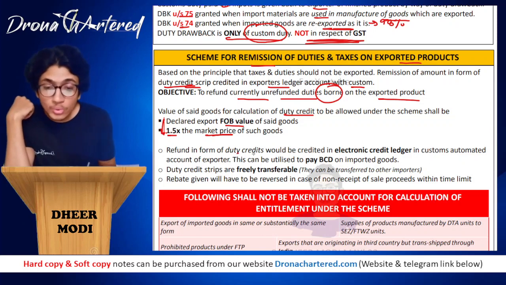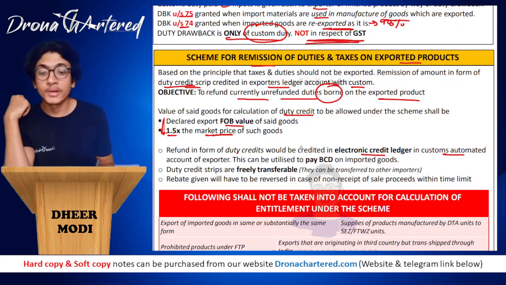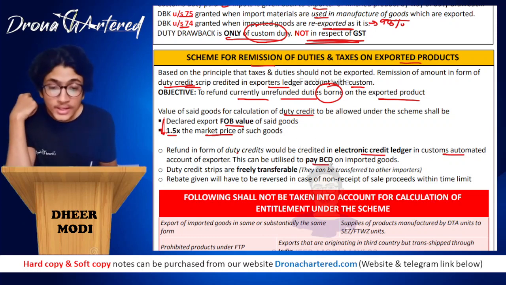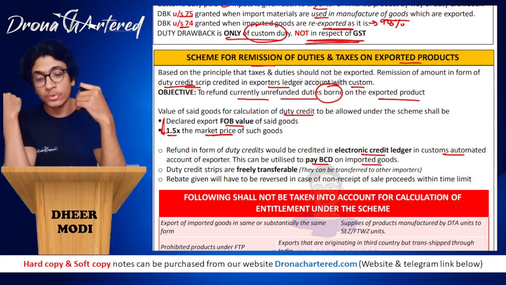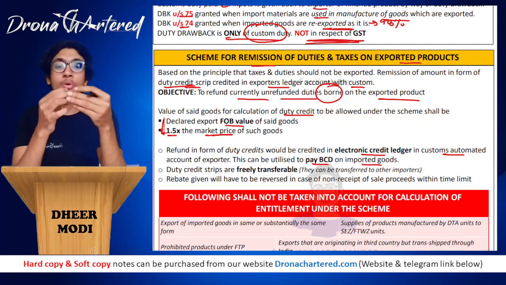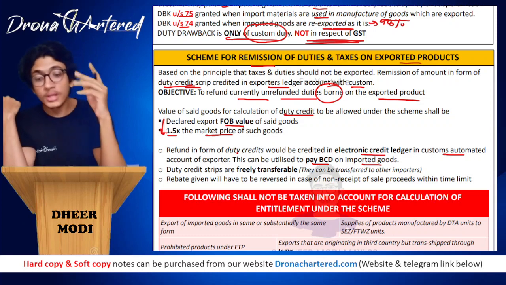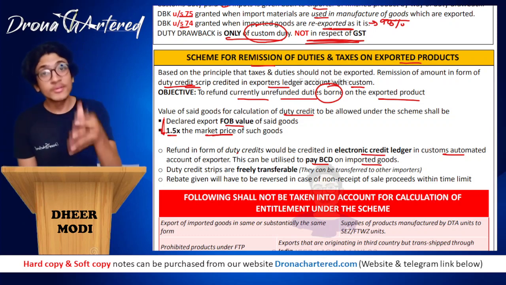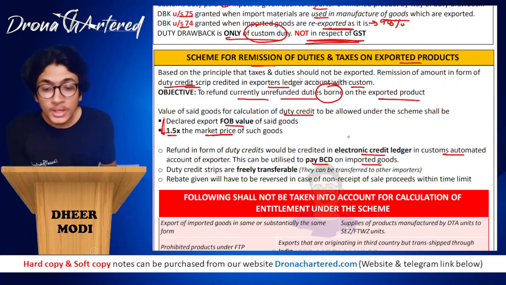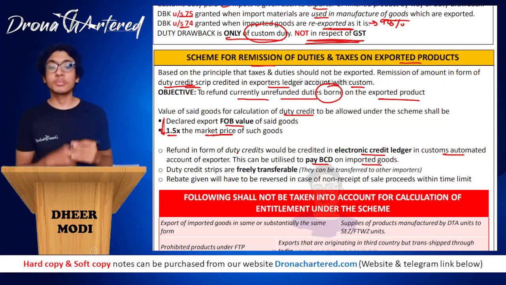Refund in the form of duty credits would be credited in the electronic credit ledger in your customs automated account. This can be utilized to pay your basic customs duty on imported goods. So this works as your credit only. Whenever you import goods, you will have to pay some basic customs duty. Instead of paying it by cash, instead of depositing cash in your account, you can pay via the duty credit scrips that you receive.